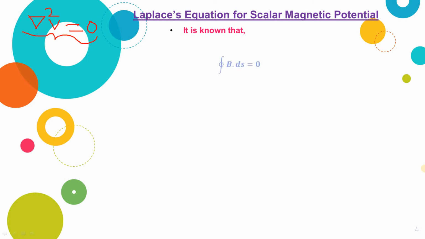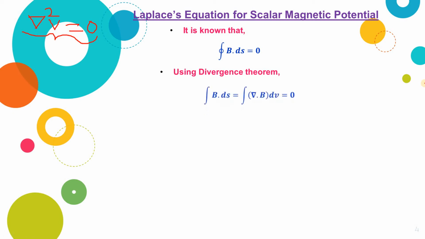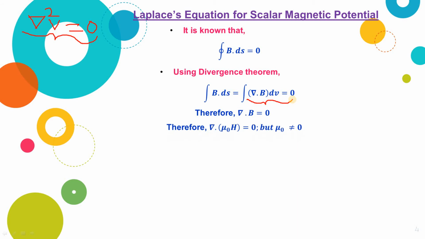It is known that the integration of B dot ds is equal to 0, according to the magnetic Gauss law. Now apply the divergence theorem. You know what the divergence theorem is: the surface integral is equal to the volume integral of the divergence of the vector. So the integration of B dot ds is equal to the volume integral of del dot B dv, which is equal to 0. Therefore we conclude that del dot B is equal to 0. This is the divergence form of Gauss magnetic law.